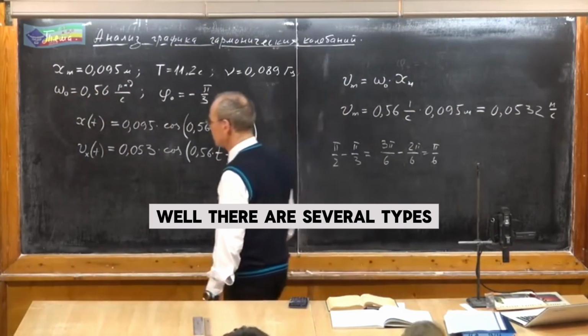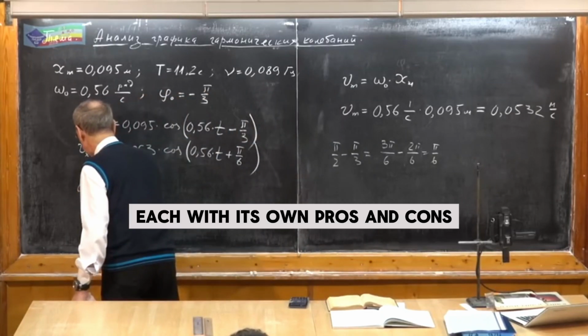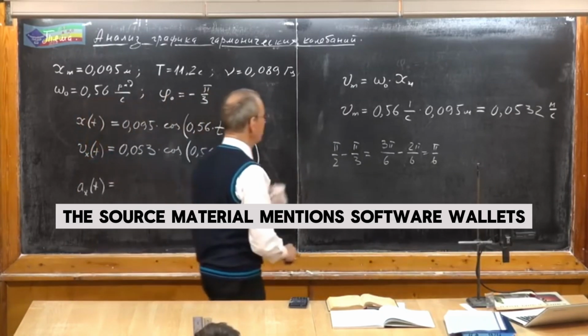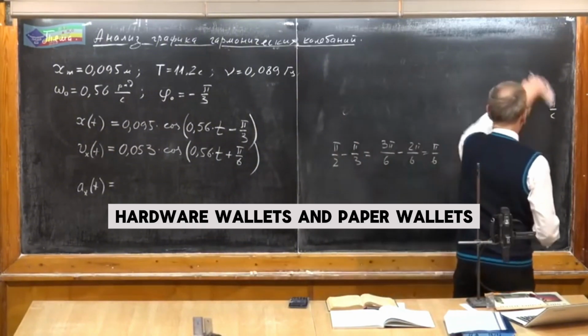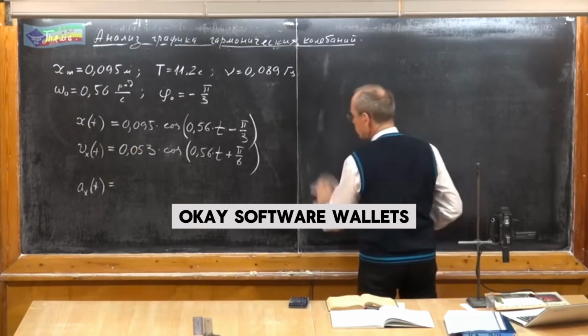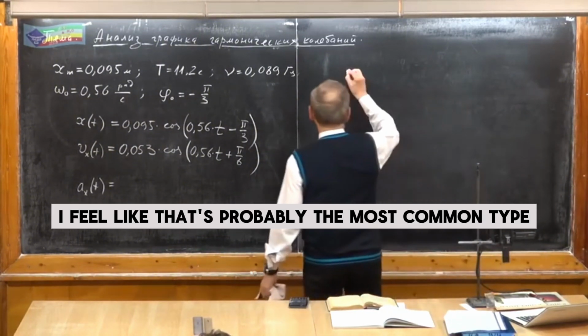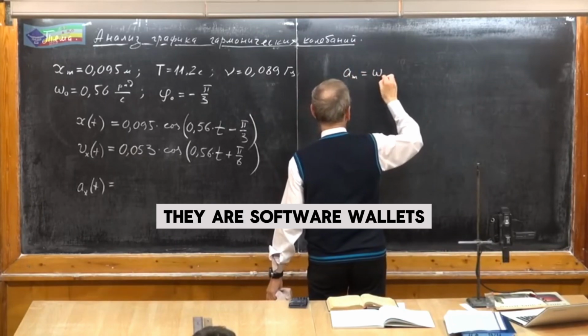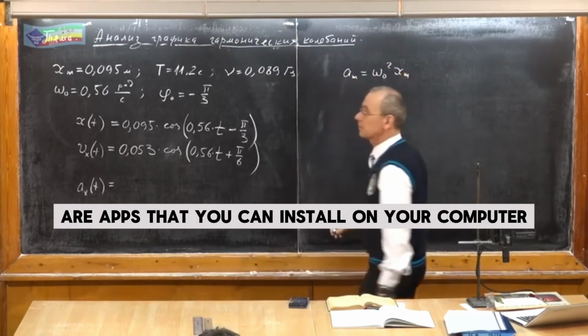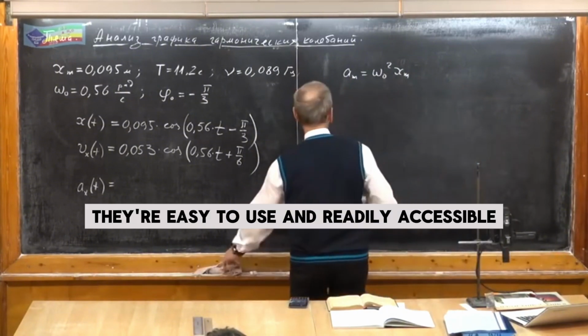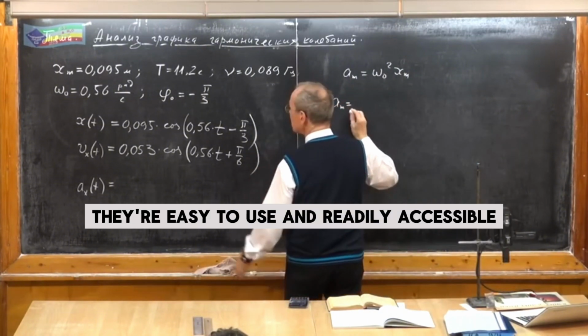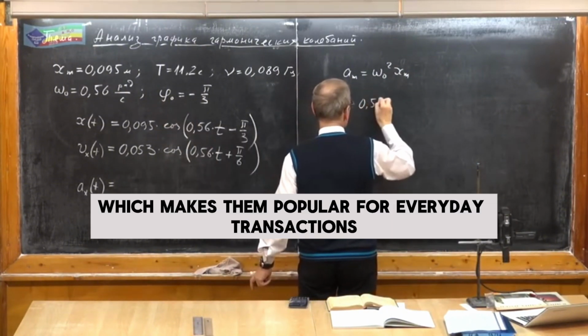Well, there are several types, each with its own pros and cons. The source material mentions software wallets, hardware wallets, and paper wallets. Okay, software wallets, I feel like that's probably the most common type. Software wallets are apps that you can install on your computer or smartphone. They're easy to use and readily accessible, which makes them popular for everyday transactions.